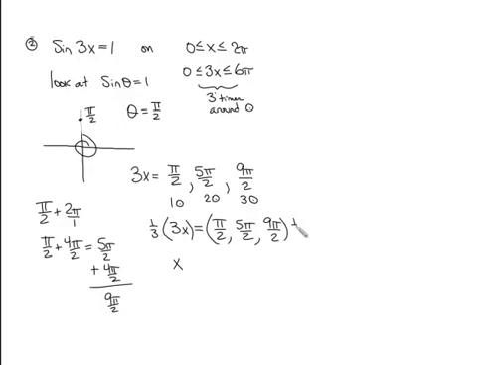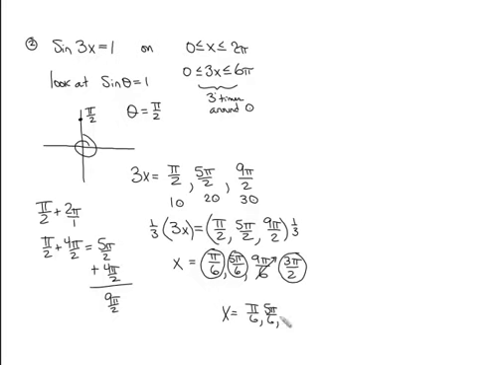And so when I multiply the other side by 1/3, what I end up with is the following 3 angles. Pi over 6, 5 pi over 6, and 9 pi over 6. But 9 pi over 6 simplifies down to 3 pi over 2. So these would be your 3 final solutions. So you would write x equals pi over 6, 5 pi over 6, and 3 pi over 2.